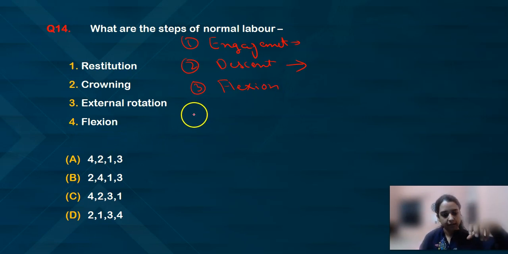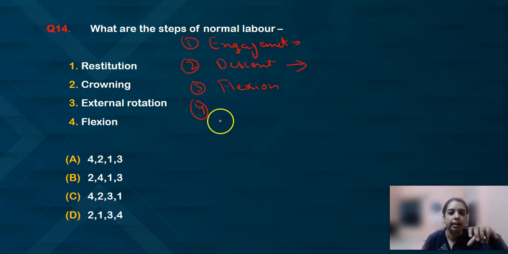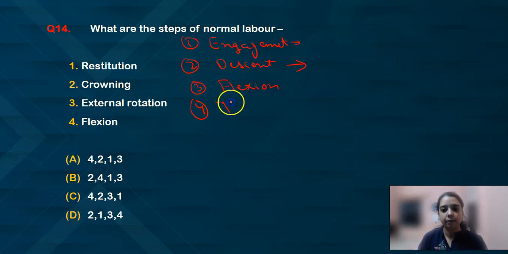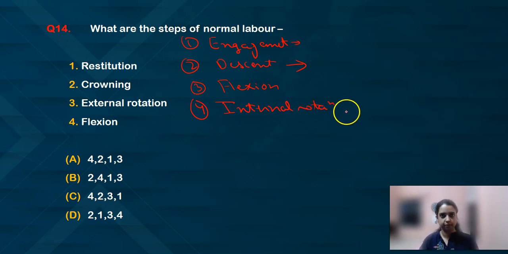Now as soon as it flexes and enters further into the pelvis, on meeting the levator ani, what happens with contraction? Each contraction of levator ani tends to rotate the head. And how? It tends to bring the occiput of the baby behind the pubic symphysis. That's what levator ani tends to do. So what happens after flexion is internal rotation. Internal rotation, the purpose is to bring the occiput behind the pubic symphysis.